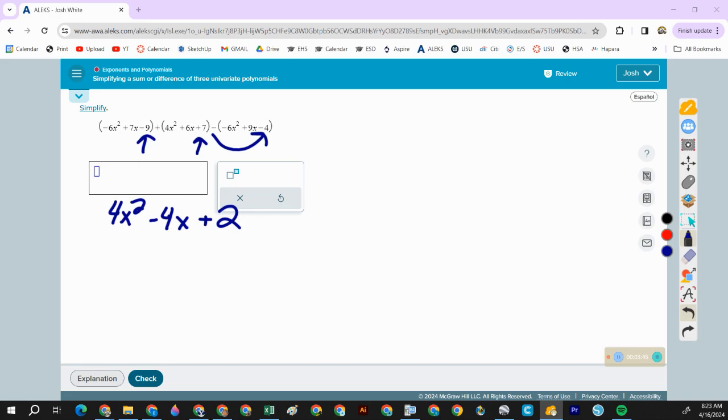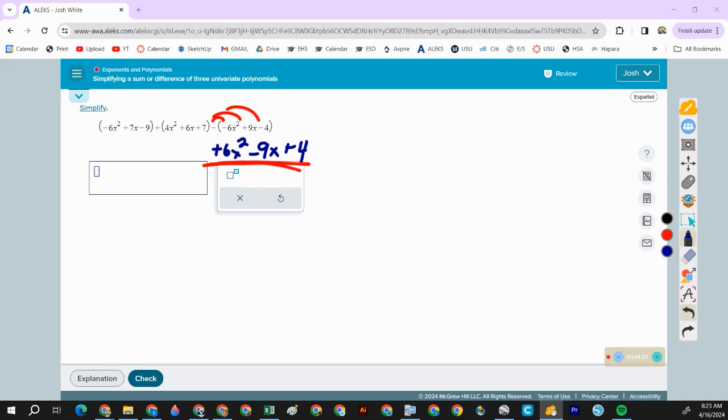Okay. Another way you could do this, if the negatives confuse you, is go ahead and distribute this negative, and then it would become plus 6x squared plus or minus 9x plus 4. And then you just add all those together in that case.